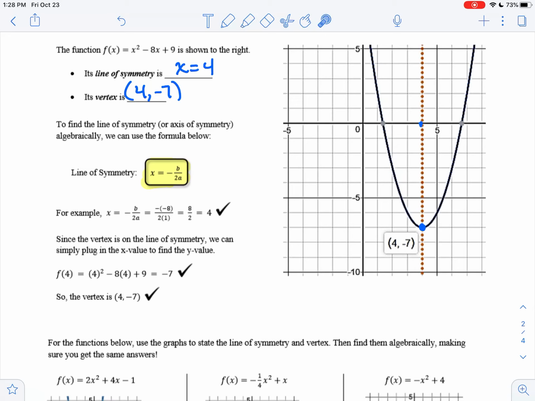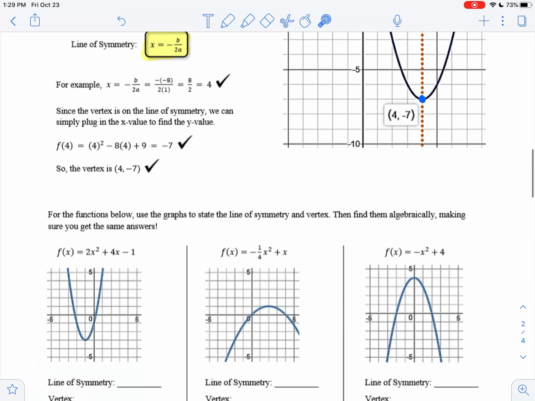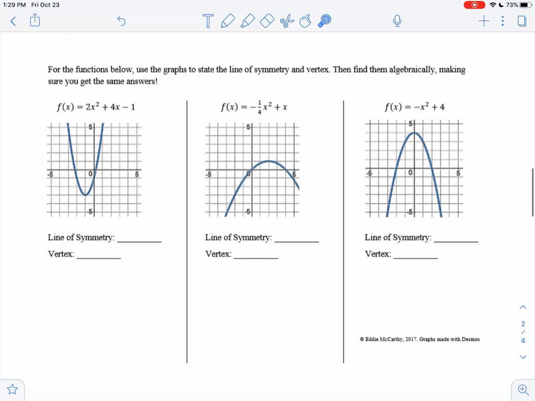For example, in this problem, negative b, so it's negative, and then b, of course, is up here. b is -8, so negative -8 over 2 times 1 was 8 over 2, which is 4. That was the x value of our vertex. When you plug that back into the function, so f of 4, you get -7 out, and there's where our vertex is. So we're going to practice that right now.